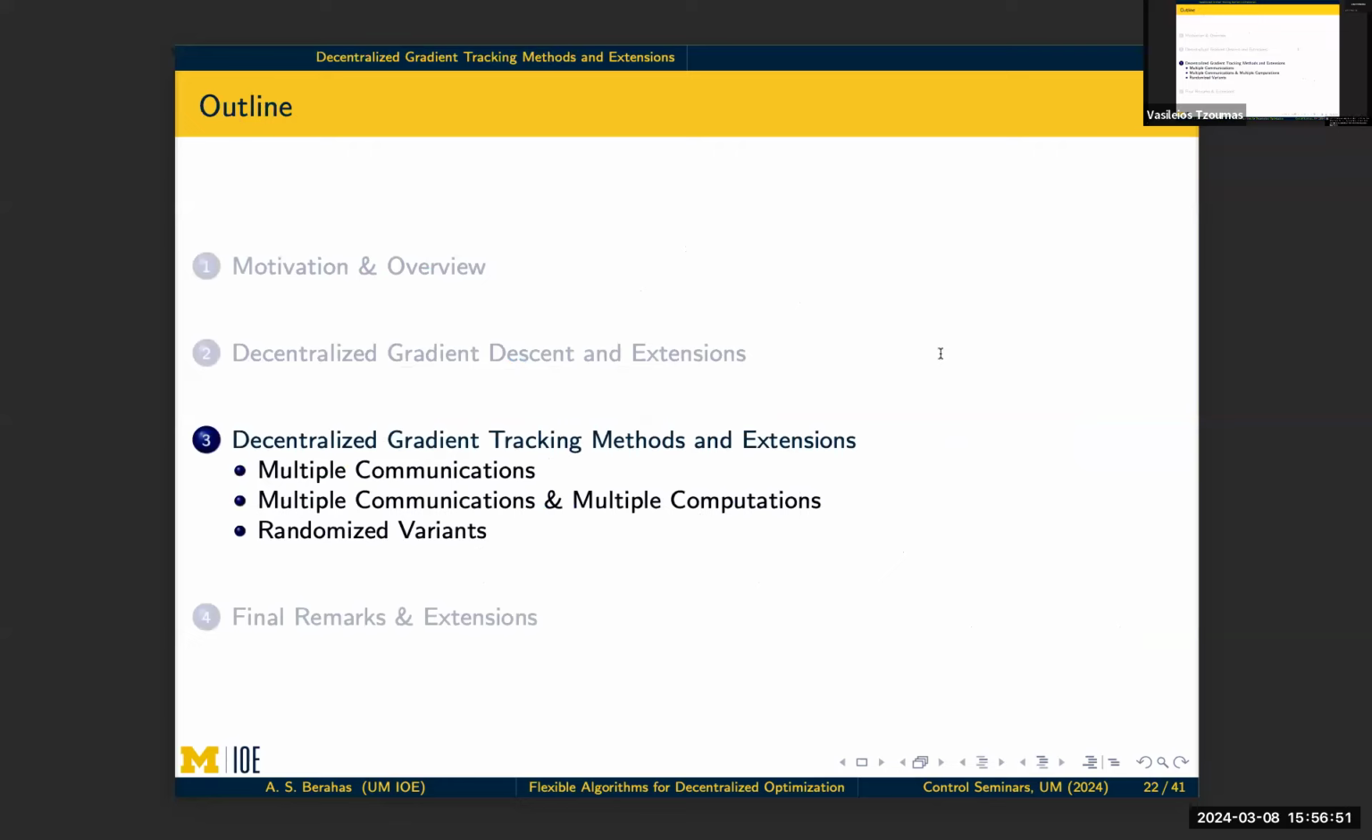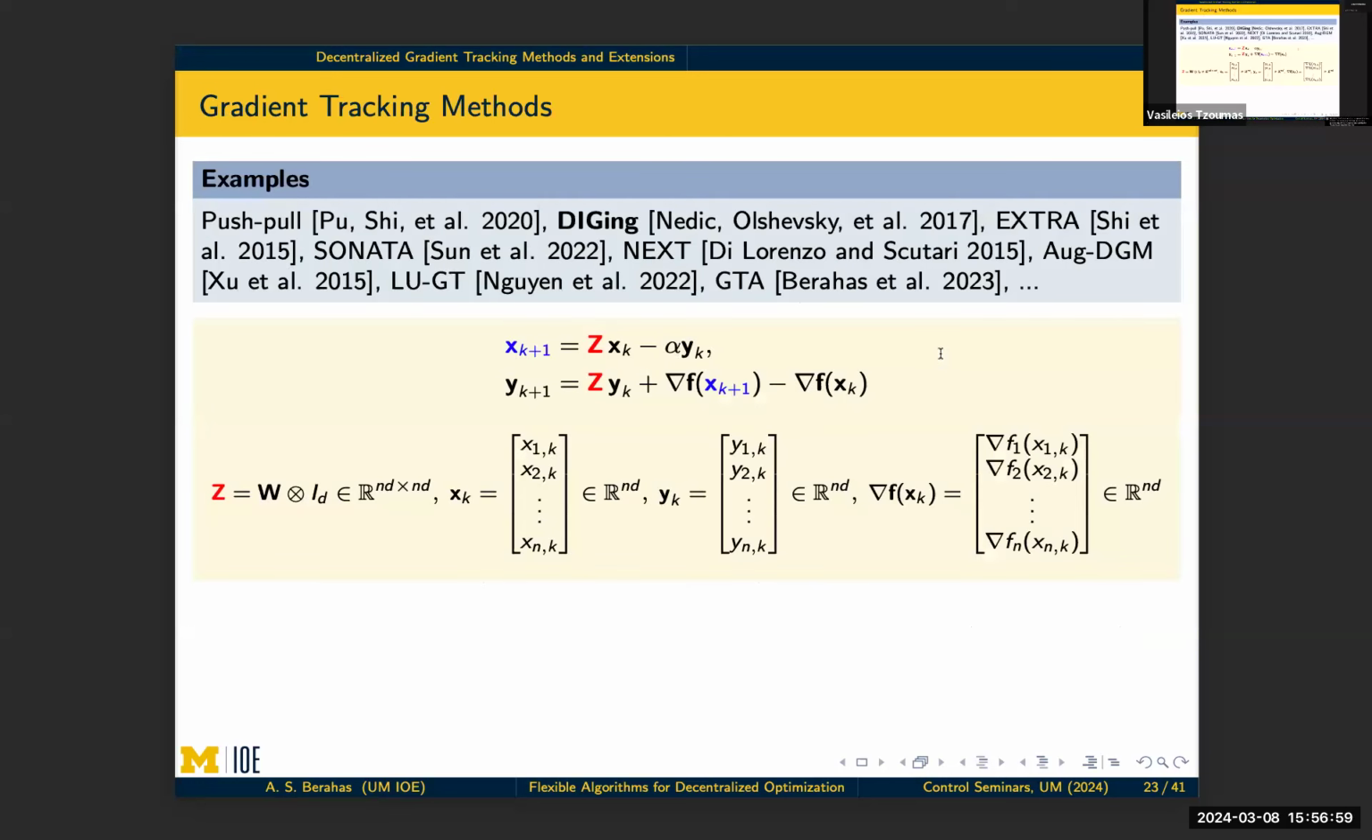And I'm going to focus on gradient tracking methods. I'm not saying that those are the only advanced algorithms in decentralized optimization. Those are just ones that we like. And so same kind of slide as I had before, but a lot more names. It's not just DGD anymore. It's push, pull, DIGing, EXTRA, SONATA, NEXT. Anyone familiar with these methods? Okay. I'm not familiar with these methods either. It's hard to keep track of a million different algorithms, but they have similar structure and similar form.